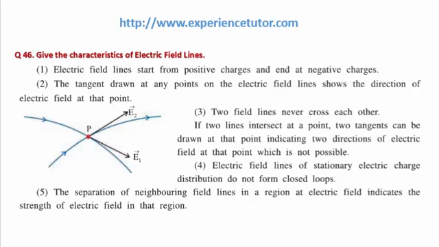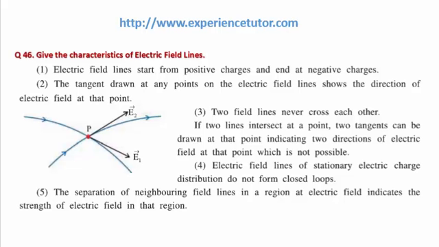Question number 46. Give the characteristics of electric field lines. First, electric field lines start from positive charge and end at negative charge. Second, the tangent drawn at any point on the electric field line shows the direction of the electric field at that point. Third, two field lines never cross each other. If two lines intersect at a point, two tangents can be drawn at that point indicating two directions of electric field at the point, which is not possible.